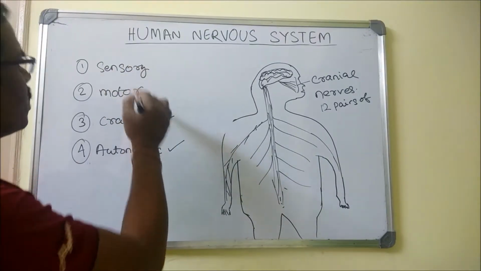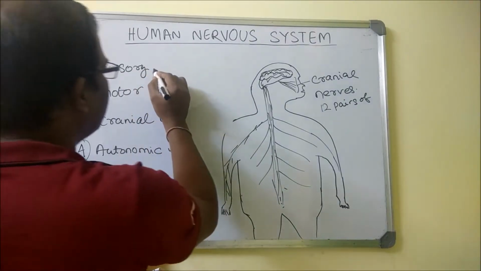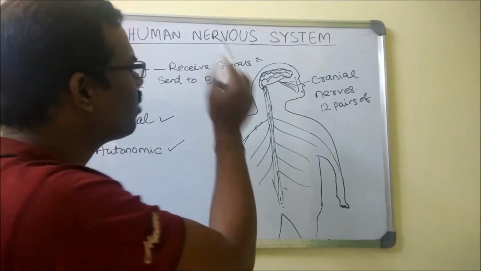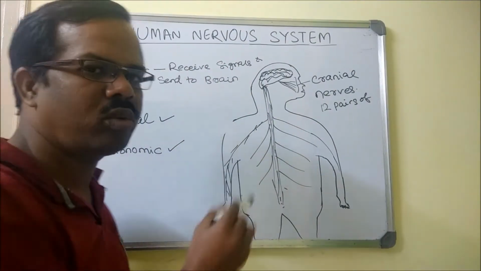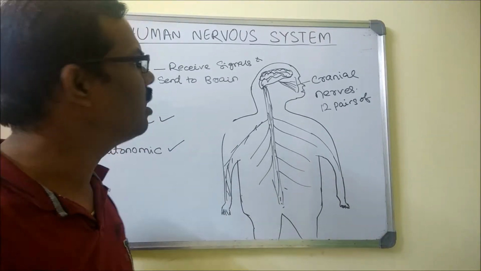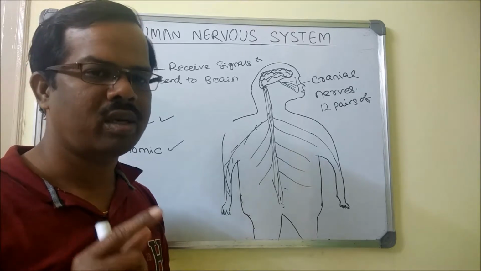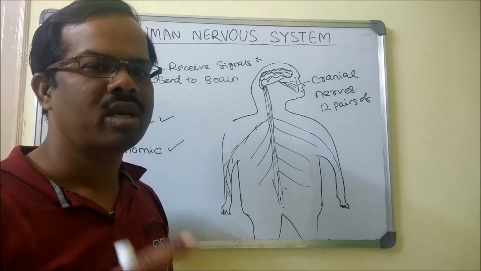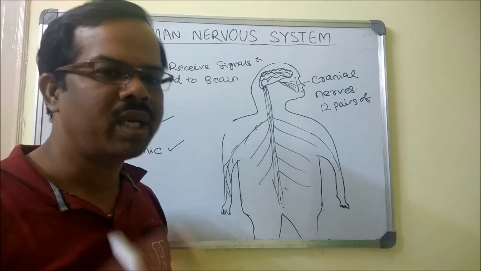What is a sensory nerve? Sensory nerves receive signals from different parts of the body and send them to the brain. For example, if an ant is biting your hand, the sensory nerves present in the skin will sense that some external object has bitten.